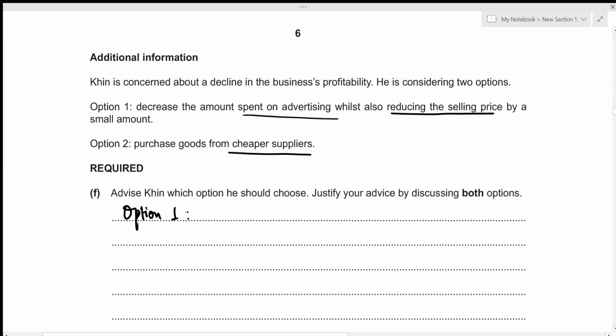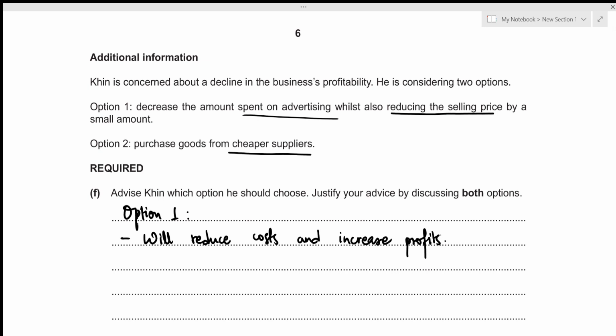Okay, so let's discuss option one first. Under option one, we are suggesting to decrease our spending on advertising as well as reducing the selling price, right? So this will definitely reduce the cost and increase the profits, right? Because there is a reduction in overheads and expenses. Let's write it down. Will reduce costs and increase profits.